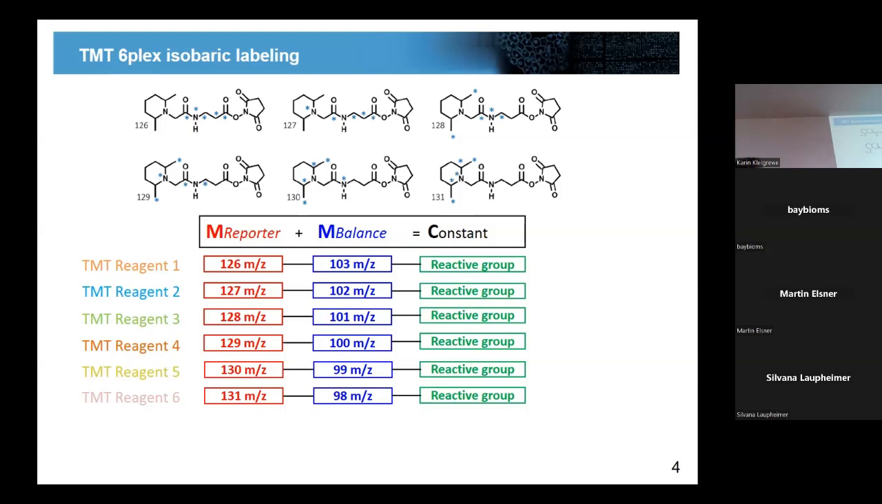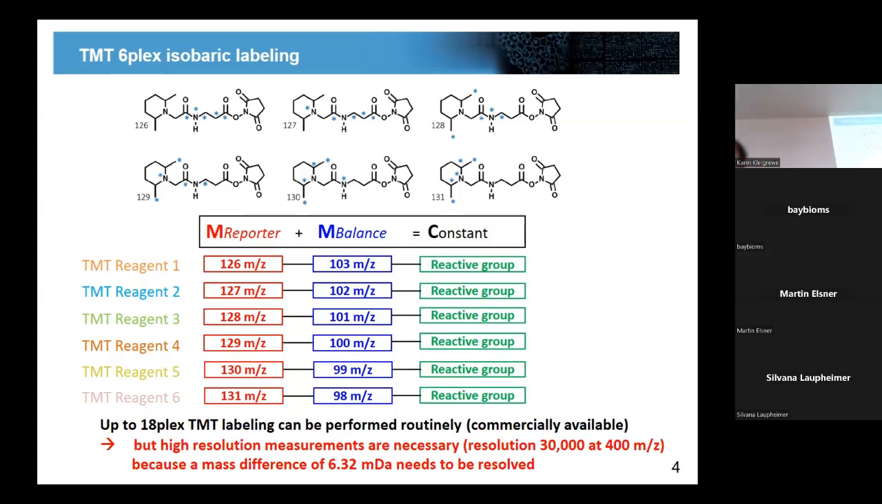With the second reagent, now 1 heavy atom moved into the reporter area, and we lost 1 heavy atom in the balancer, which makes a 1 m/z difference compared to the first reagent. And this goes on for all the 6 different reagents. We have always 1 more heavy atom in the reporter and always 1 heavy atom less in the balancer. Important thing, the sum of reporter and balancer is always constant, but individually they are all different. Okay. If you got that, you got TMT. This is what it's all about. This is an example for a 6-plex experiment.